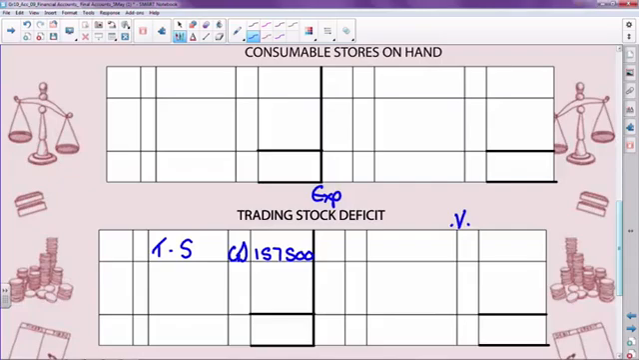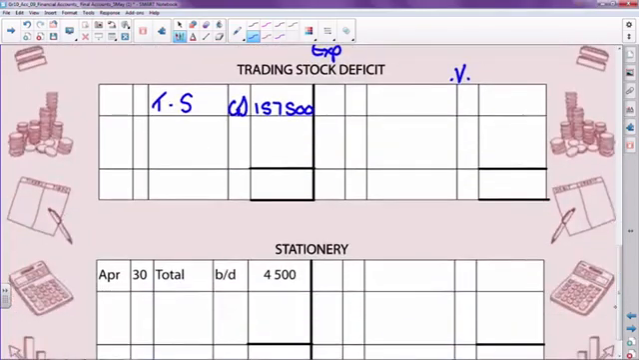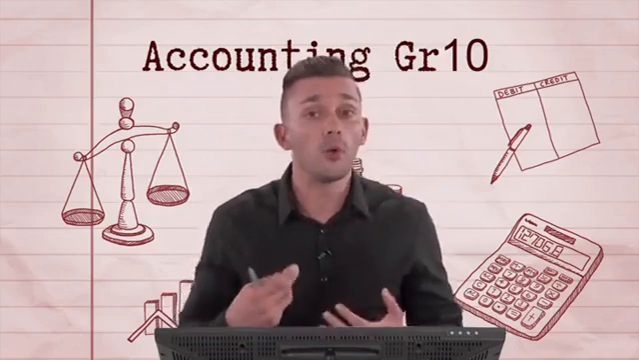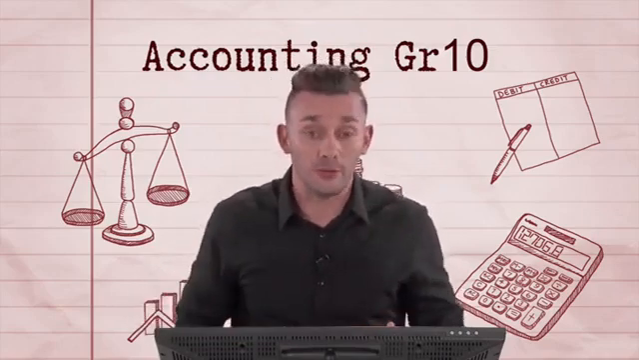What about your expense? Remember, we have stationery, also an expense. In our pre-adjustment trial balance, we had April the 30th. That is the amount we have in our books. But did we use all 4,500 worth of stationery this year? And your answer is no. So we have 500 Rand left at the end of the year. So what should we do with this 500?